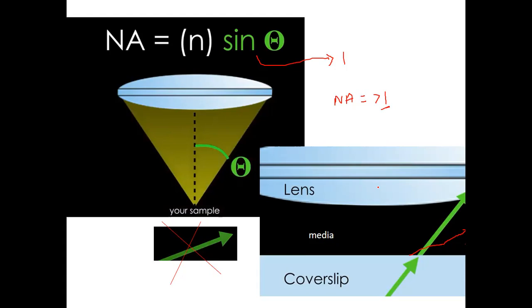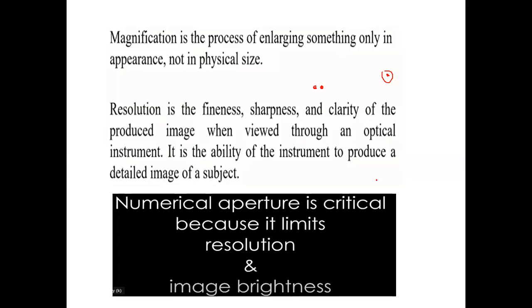So when you are using oil immersion, you are using the oil with the oil immersion lens, and here your lens is able to collect more of the light coming from your specimen through the cover slip, through the media into the lens. So hopefully you have understood what is magnification, what is the resolution, and what is the importance of the numerical aperture.